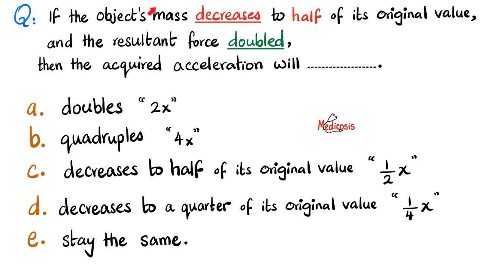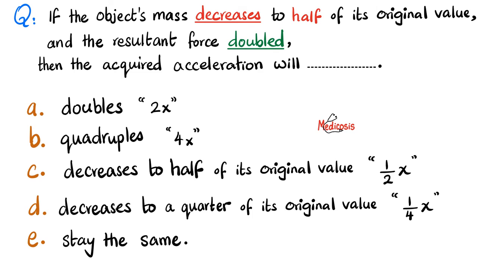Next, if the object's mass decreased to half of its original value and the resultant force doubled, what's going to happen to the acquired acceleration? Will it double, quadruple, halve, become a quarter of its original value, or stay the same? Please pause and try to answer this yourself.